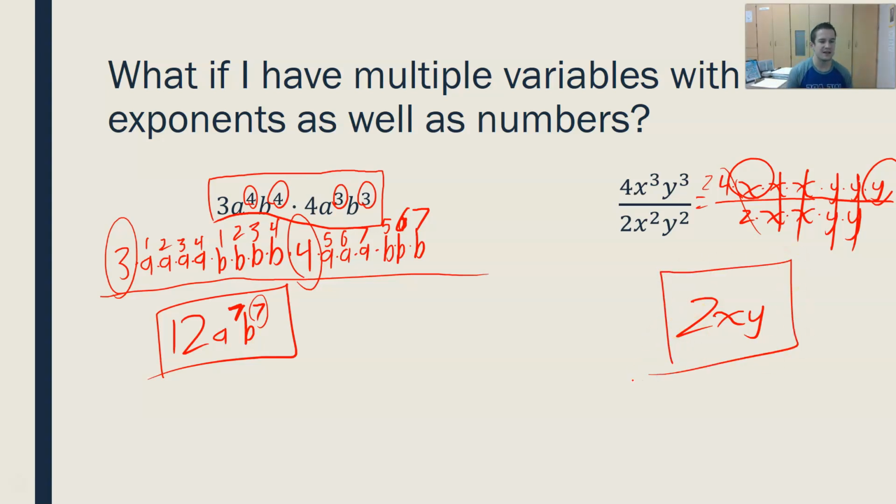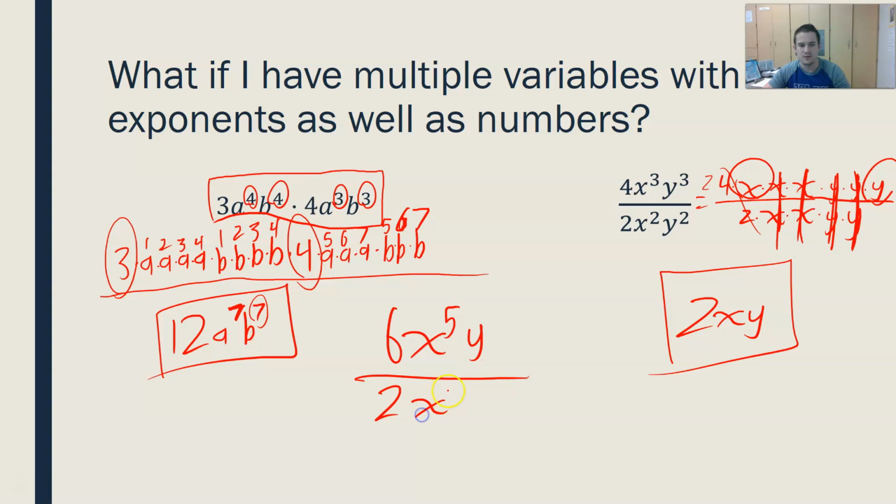Because I had 3 x's and 3 y's on the top, 2 x's and 2 y's in the bottom. 2 of the x's in the top canceled out with 2 of the x's in the bottom. Same with the y's, which left me an x and a y on the top. So 2xy. Let me do another example real quick.